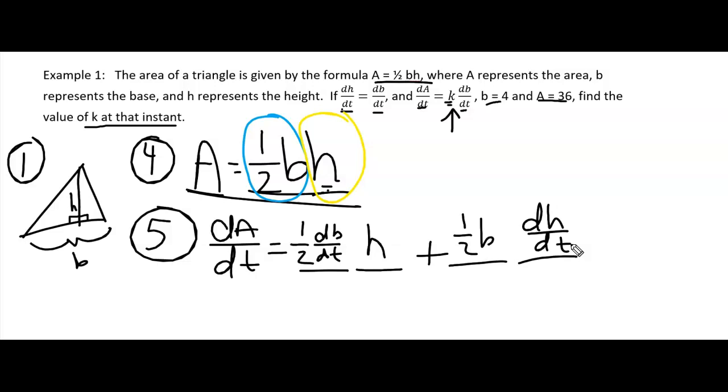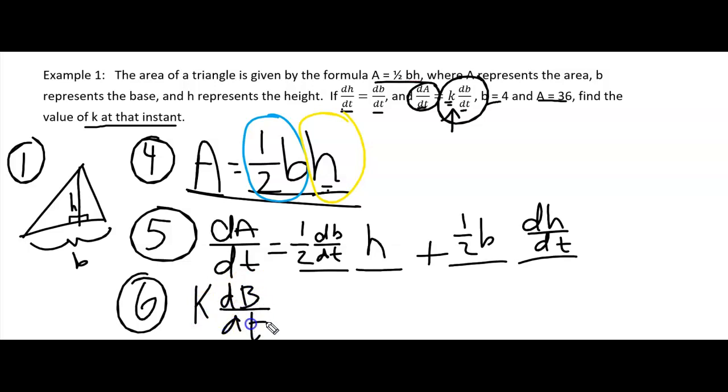Now we're going to start plugging some stuff in here. That's step 6. Okay, so we do know some things. So for instance, I know that dA/dt is equal to k dB/dt. So I'm going to replace dA/dt with k dB/dt. I don't know what dB/dt is, so I'm going to leave that for now. No way to figure that at the moment.